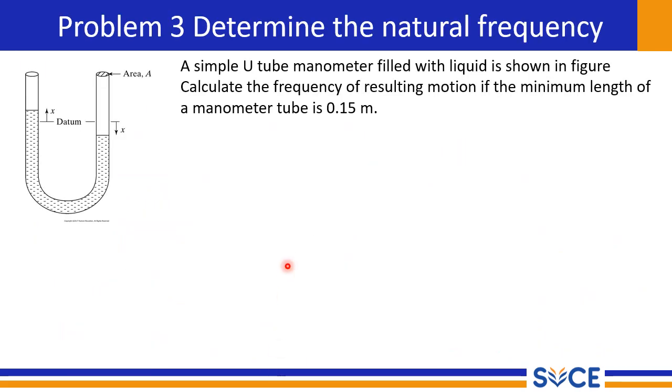We are going to see problem number 3. Here in this problem, we have a simple U-tube manometer, filled with liquid as shown in the figure. We have to determine the natural frequency of the resulting oscillating motion if the minimum length of the manometer tube is 0.15 meter. The oscillation means the displacement is in terms of x. So let me determine the natural frequency for this given manometer tube.